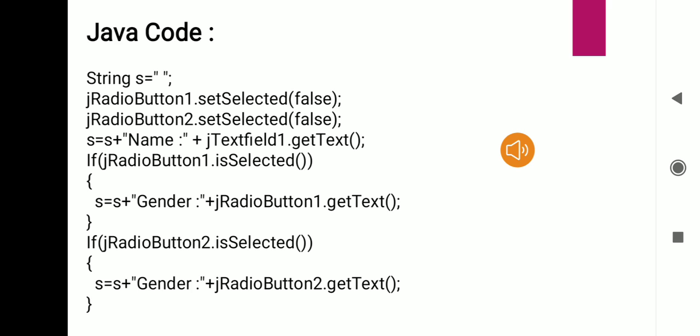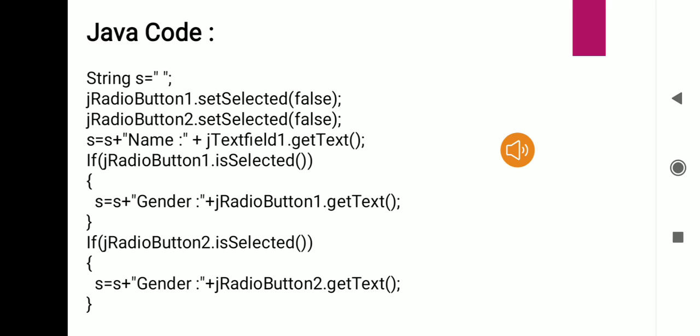Then in the next line we have added the text name to the string variable s along with the text extracted from the text field called JTextField1. This is done using the statement s = s + "name" + JTextField1.getText(); followed by a semicolon. That means the variable s, which was initially assigned a white space character, will now contain the text name along with the content from the text field called JTextField1.